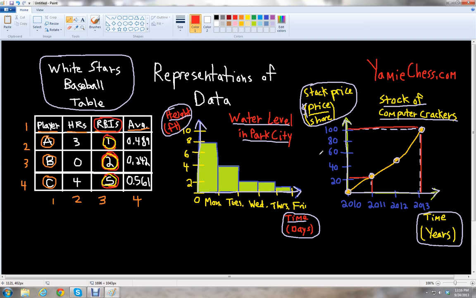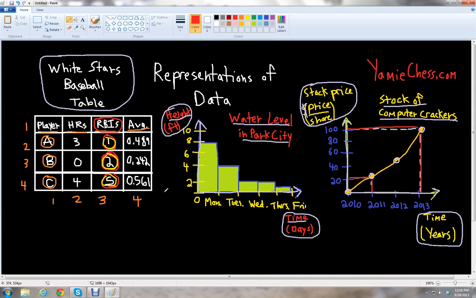So what I'm going to do is ask you some quick questions about each of these different representations of data for practice, so that when you get to the you-try problems on your own, you'll be ready to tackle those. So let's look at the White Stars baseball table. We see that players A, B, and C all have a certain number of home runs, RBIs, and certain batting averages.